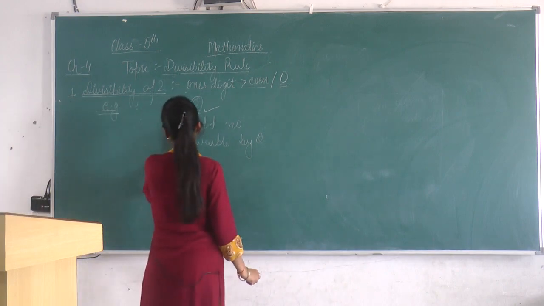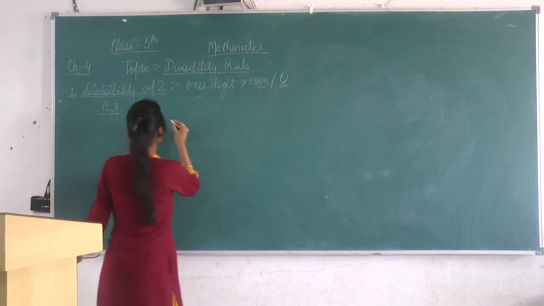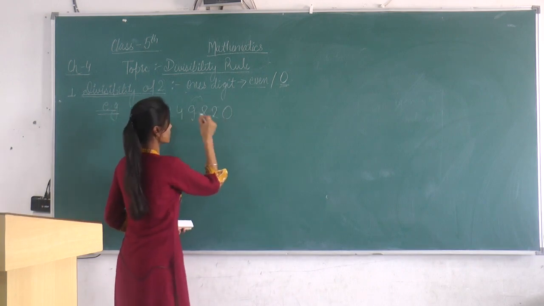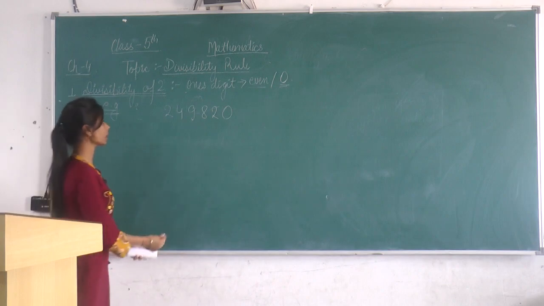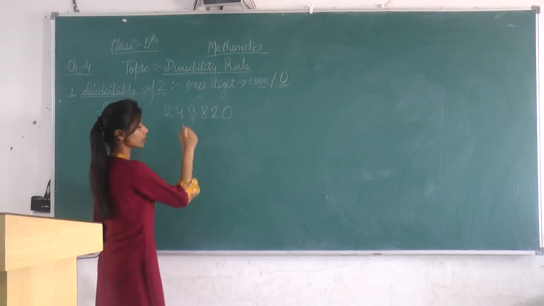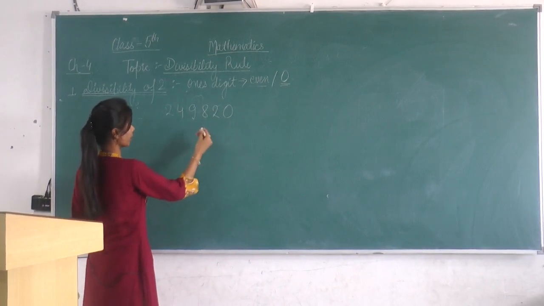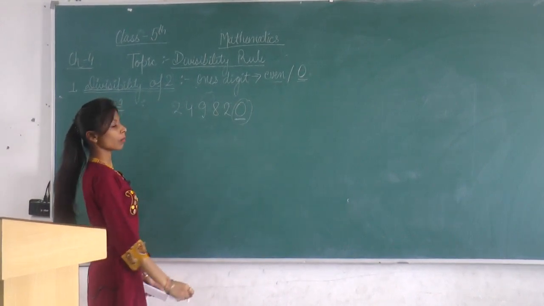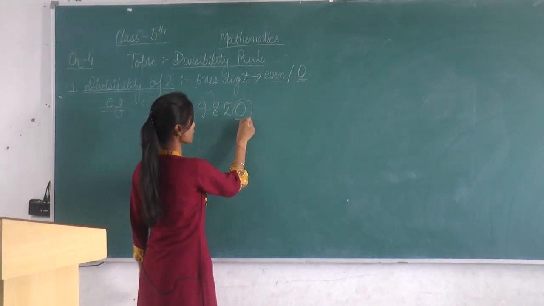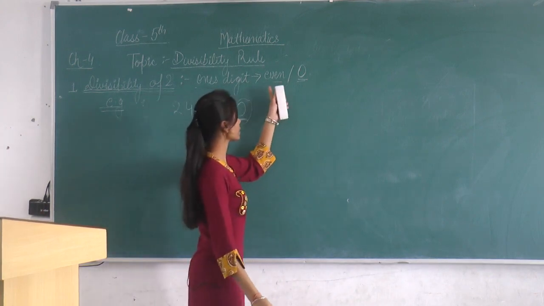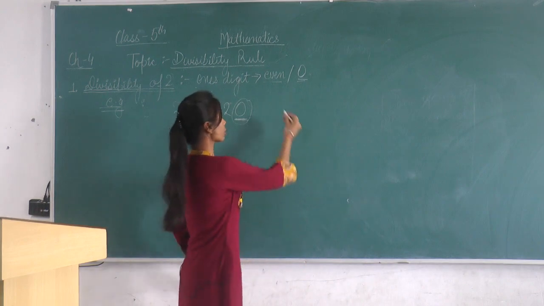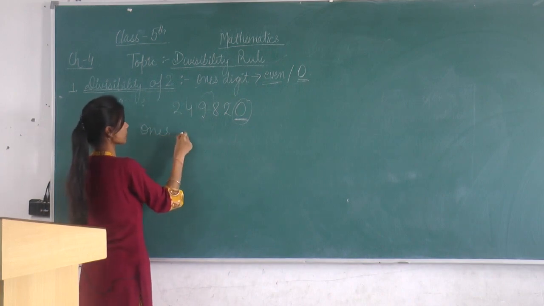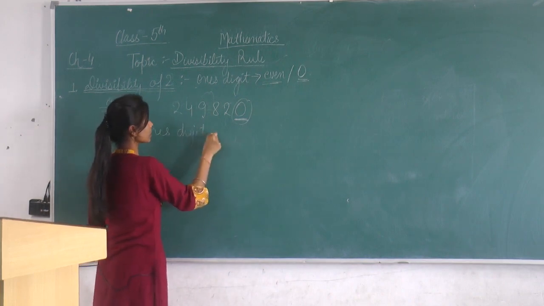Let's take another example. Suppose I am taking the number 249820. You can see this is a big number. Now how can I tell whether this is divisible by 2 or not? Look here. You can simply tell by looking at the ones digit value. Now the ones digit value is 0. According to the rule, your number at the ones place should be even or 0. Now the ones digit is 0.